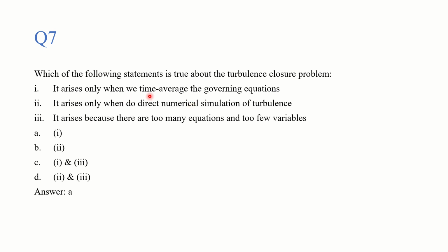So, it arises only when we are time averaging the governing equations. This is the true statement. It arises only when we do direct numerical simulations of turbulence. This is false. And it arises because there are too many equations and too few variables. This is too generalized a statement. So, again, this is false. So, the answer to this question is only option 1. Option A is 1, option B is 2, option C is 1 and 3, option D is 2 and 3. So the answer to this problem is option A, which is 1.